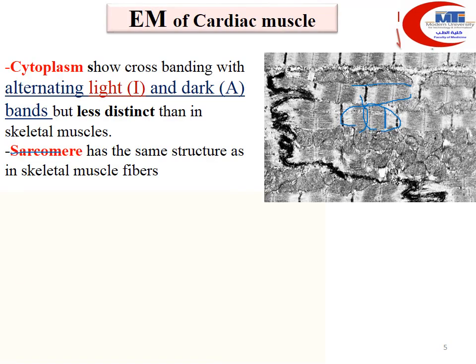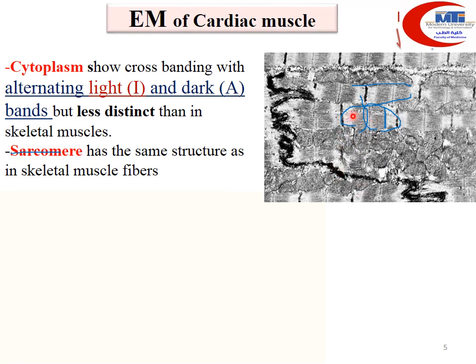Electron microscope of cardiac muscle. Cytoplasm shows cross-banding with alternating light I band and dark A band, but less distinct than skeletal muscles.